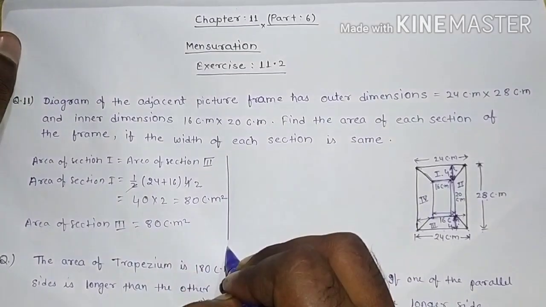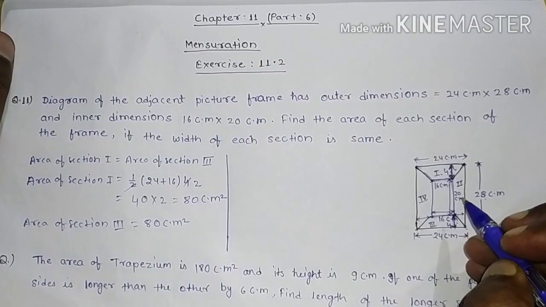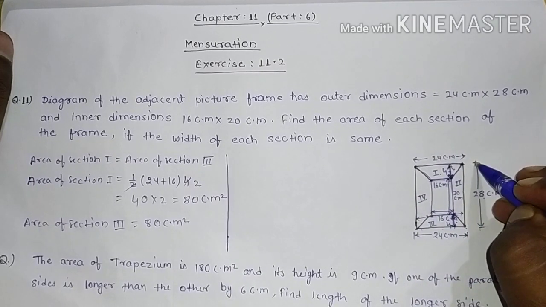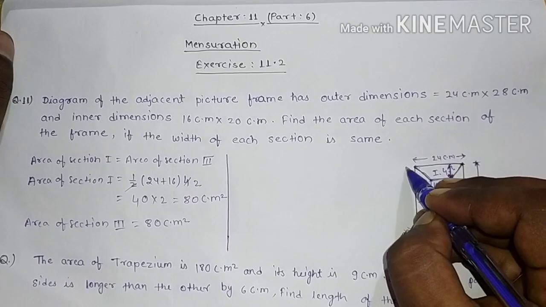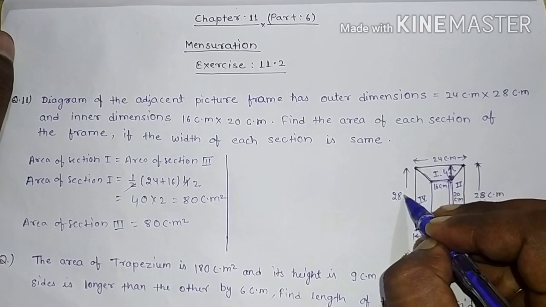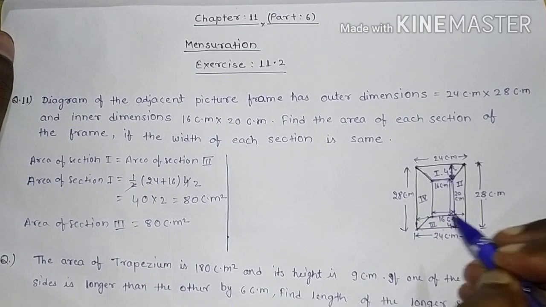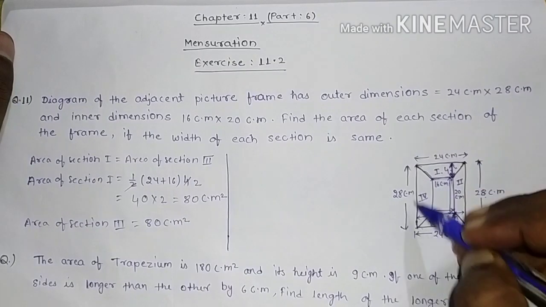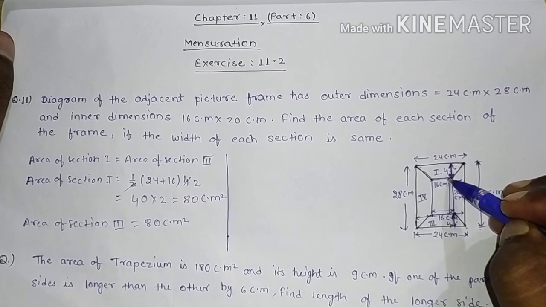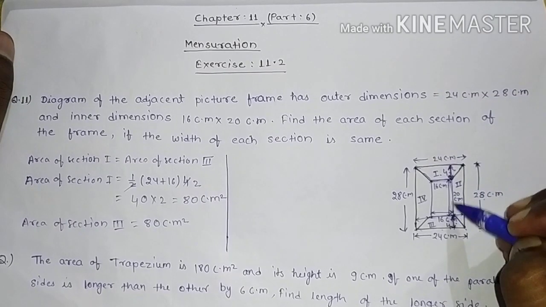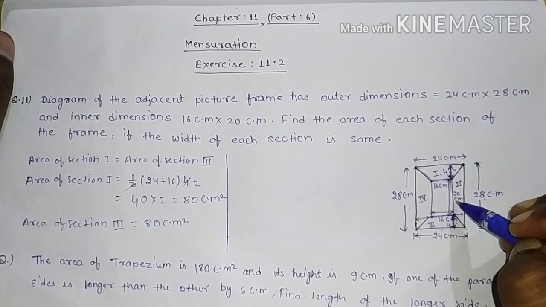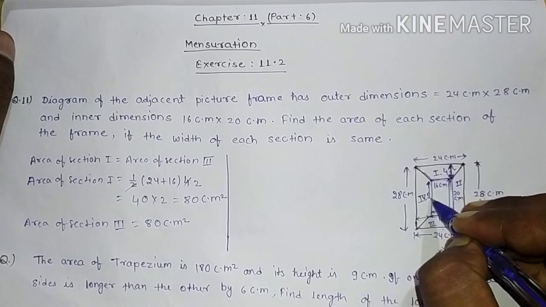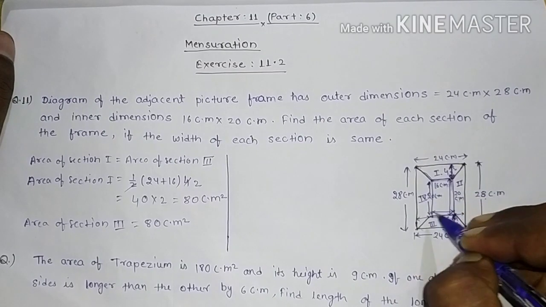Similarly, we have to find the area of section second and section 4. Simply, the length is given here as 28 centimeter, so this will also be 28 centimeter, because as given in the figure the length is the same. Now the inner length is 20 centimeter as given here, so this inner length will also be 20 centimeter.